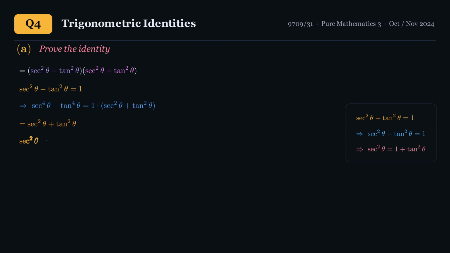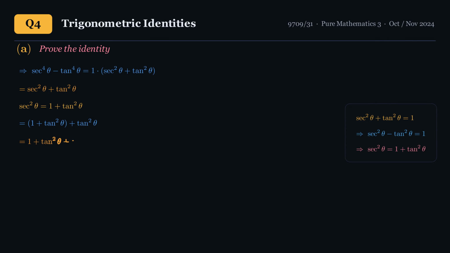Now use the identity again, rearranged, to replace sec squared. Substitute into our expression and keep the brackets. Remove brackets, plus between the terms. Combine like terms, 2 lots of tan squared theta.